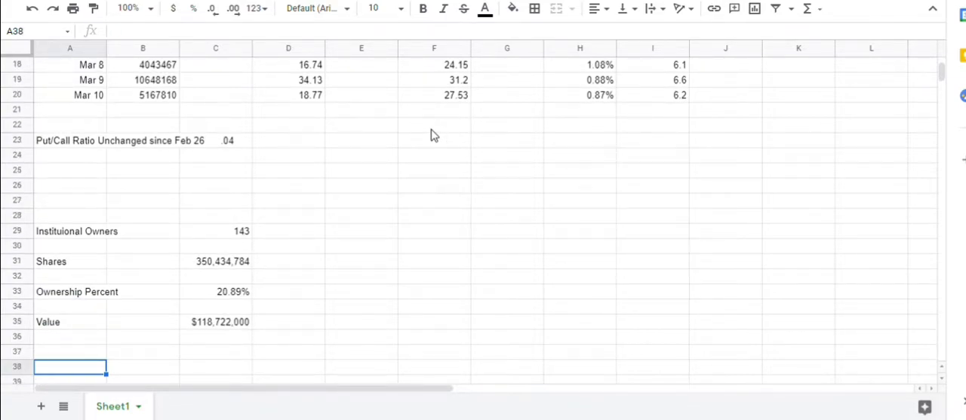So altogether, as of yesterday, there's 143 institutional owners, and they represent 20.89% of the float. There wasn't any institutional activity reported yesterday.